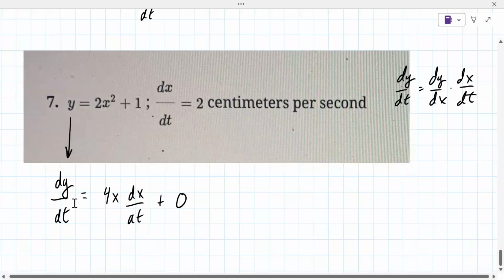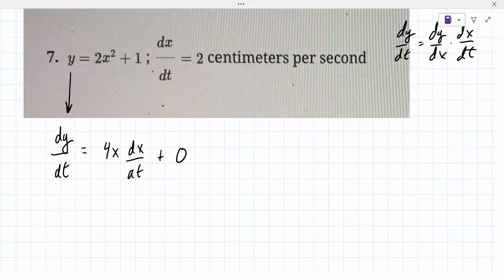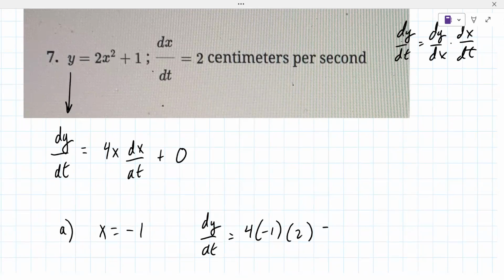dy dt equals 4. Okay, so we're solving for part A, which is now x equals -1. So dy dt becomes 4 times -1 times 2, which is -8 centimeters per second.